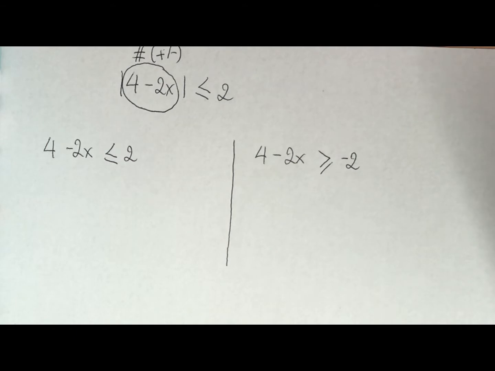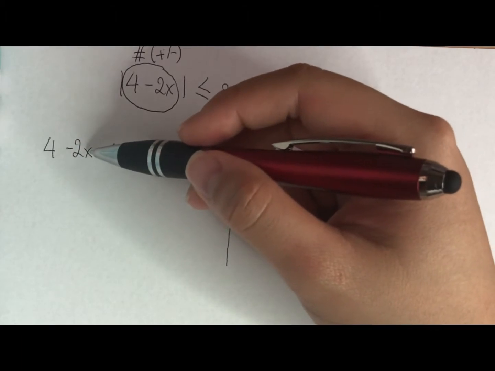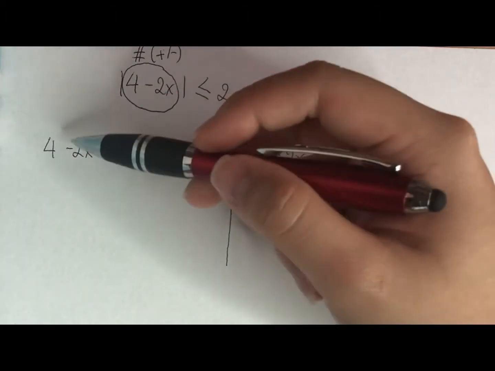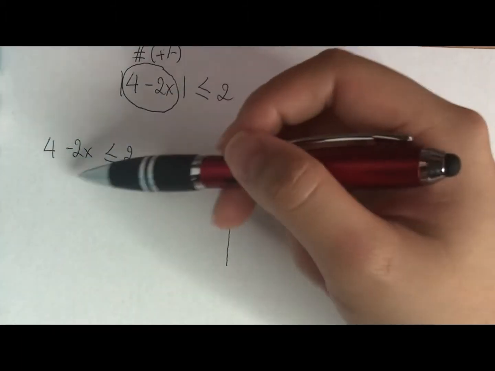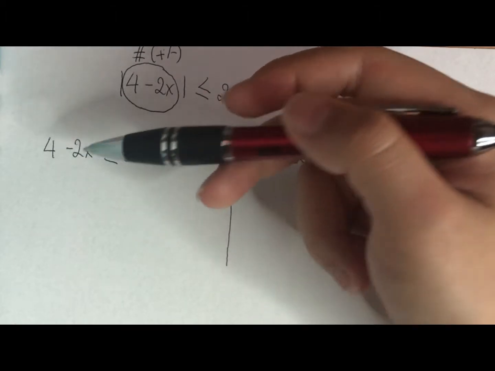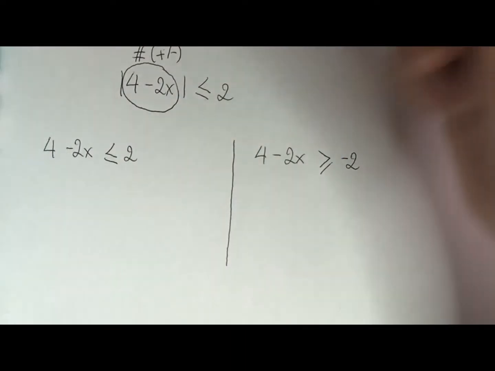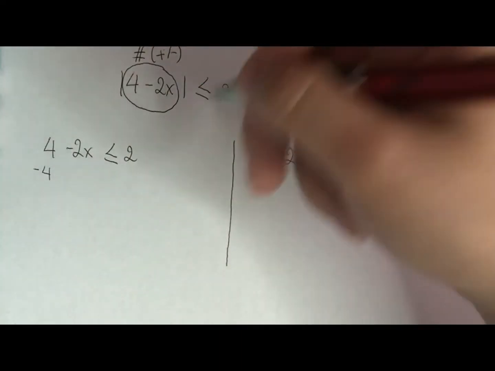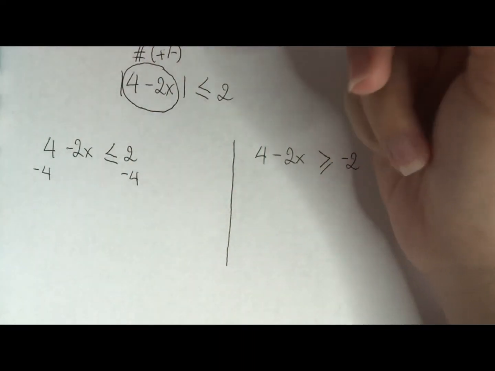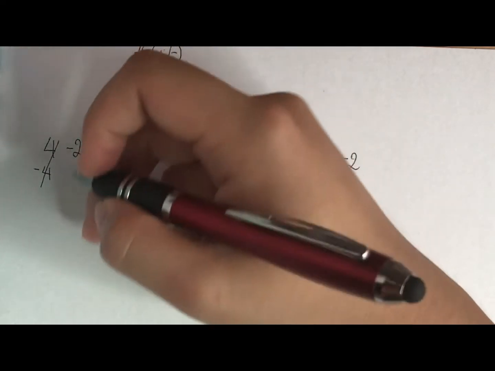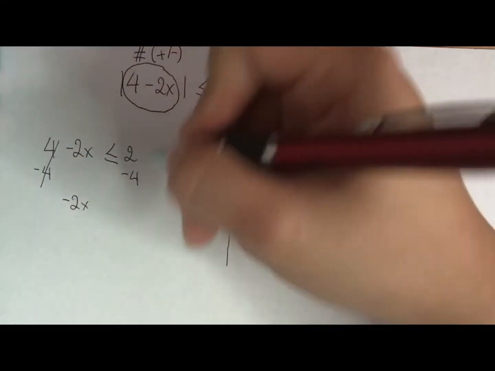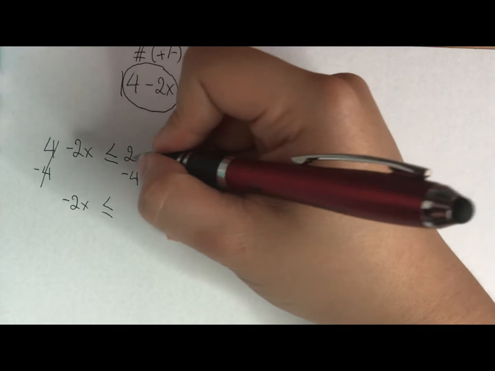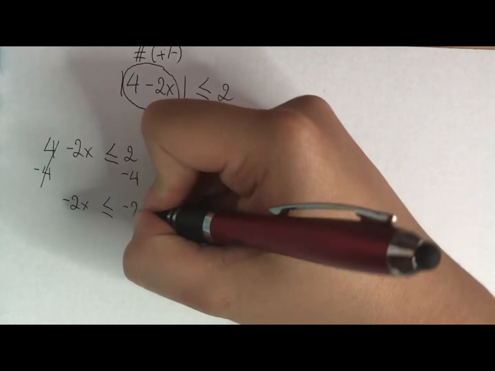Now that we already set up the two scenarios, we're just going to solve for x. Remember, when you're trying to isolate a variable, you're trying to eliminate all the terms that are connected to the term with the variable by an addition or subtraction. So we're going to get rid of the 4. This is a positive 4, so we're going to subtract 4, and remember to do it on both sides. So 4 minus 4 cancels out. You're going to have negative 2x is less than or equal to 2 minus 4, which is negative 2.